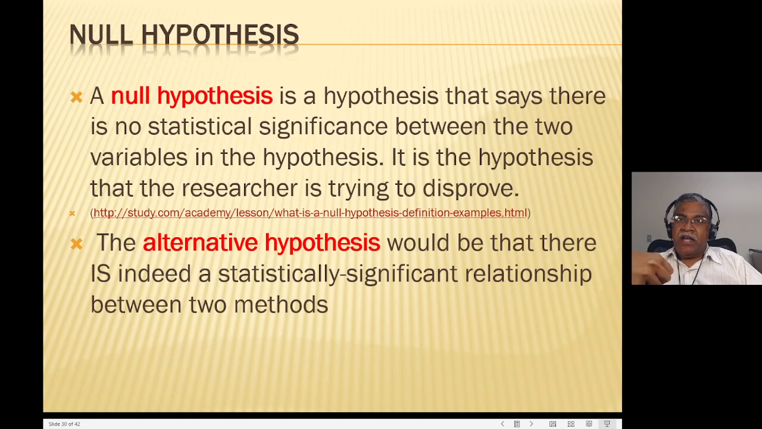Then you accept the null hypothesis. If, on the other hand, you reject the null hypothesis and show that there is a statistically significant correlation between whatever, then you say, here is now my alternative hypothesis. Okay, so the default is the null hypothesis.